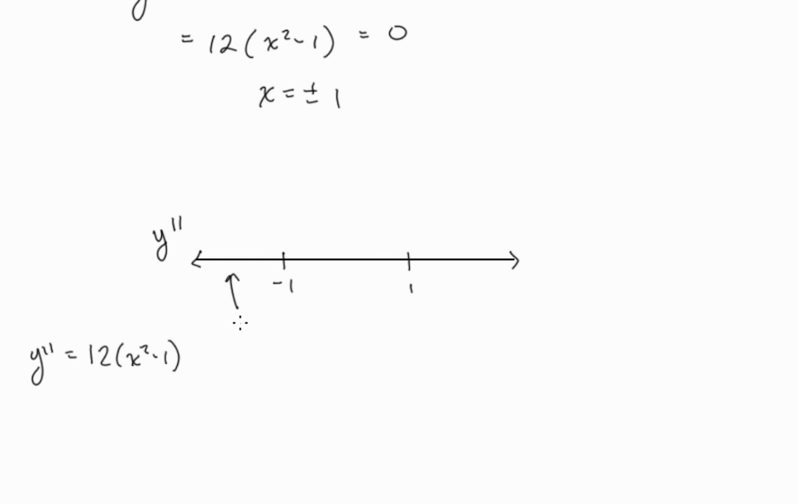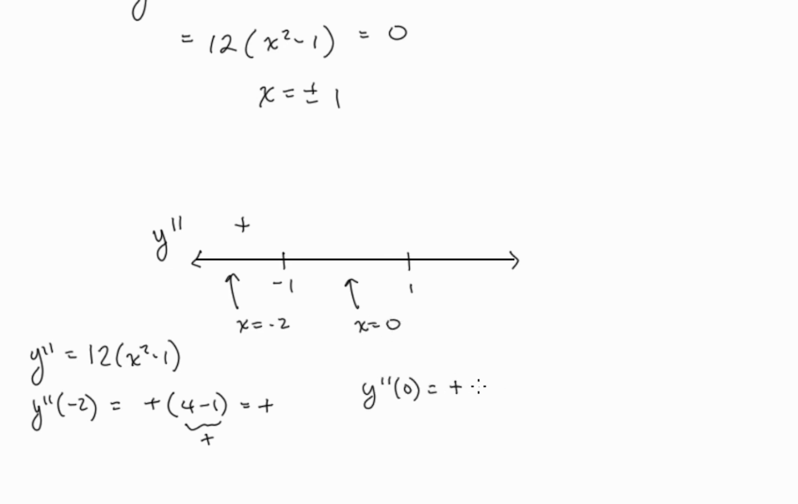So here at, say, x equals negative 2, we're going to have a positive 12 on the outside, and then we're going to have a 4 minus 1, which is positive 3 on the inside. So this is going to be a positive product. Here we can test x equals 0. We're going to have a positive 12 on the outside, and then a negative 1 on the inside, so that's going to be a negative product. And here we can test x equals 2. We're going to get the same thing we have here. We're going to have a positive 12 on the outside and then a 4 minus 1 on the inside. So that's positive as well, and this is a positive product.